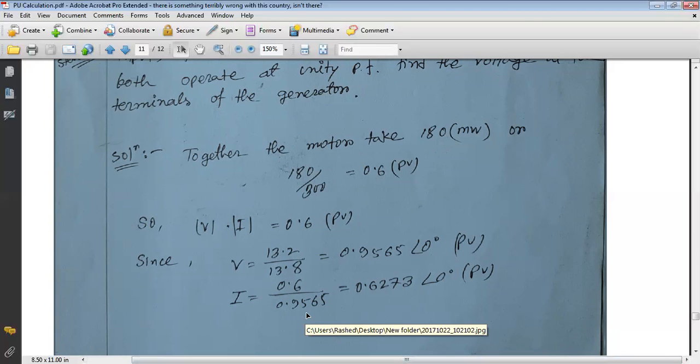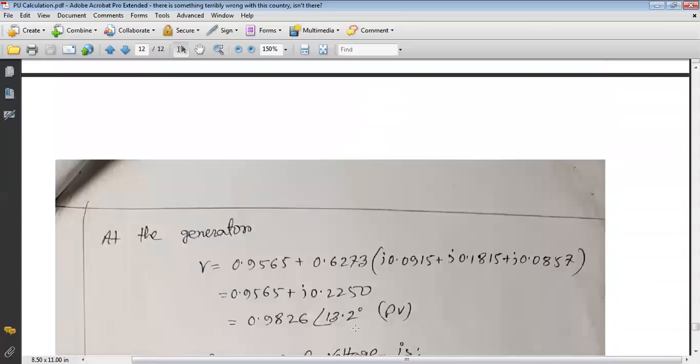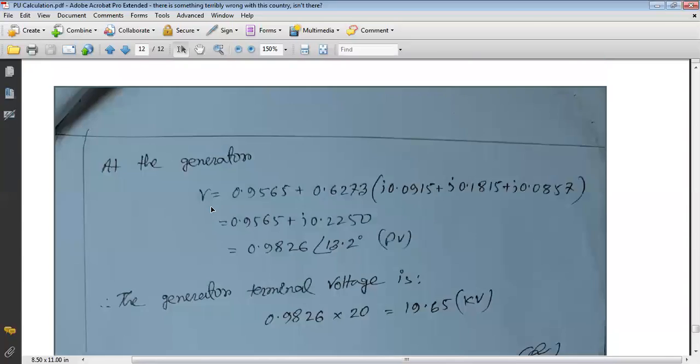Whenever the reactances are given in per unit, we have to convert the power, current or voltage to per unit to calculate our desired value. After that, the voltage at the generator portion is a simple Kirchhoff's voltage law. All the potential rise should be equal to the potential drop.